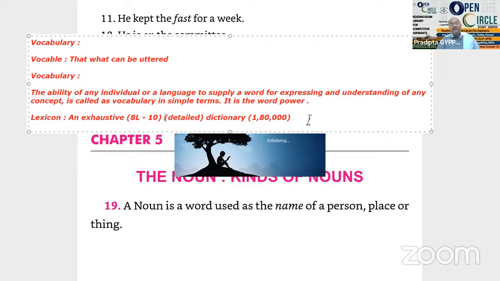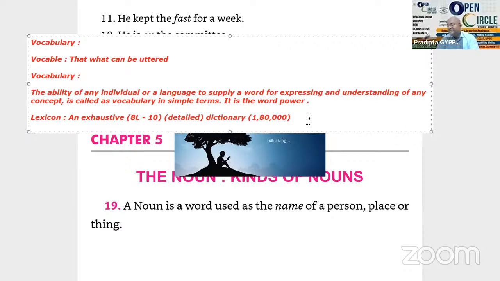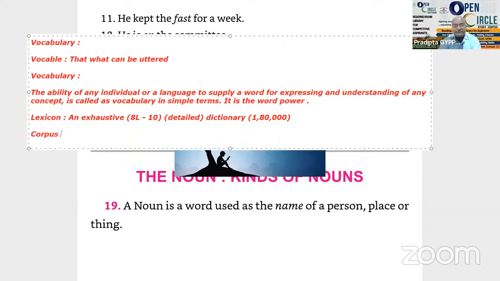Okay. But, you know, English is even a bigger language. Some students ask me, Sir, why should we study English? I give you a very good reason. This is a language which has the highest number of words. ये एक ऐसी भाषा है जिसमें सबसे ज्यादा शब्द हैं. The biggest ever dictionary in English language, we call it as corpus.